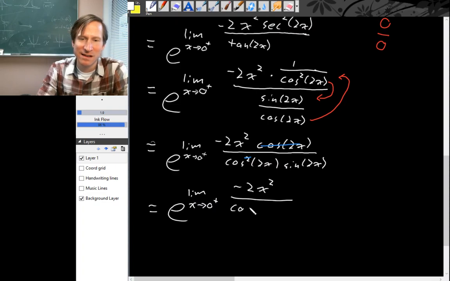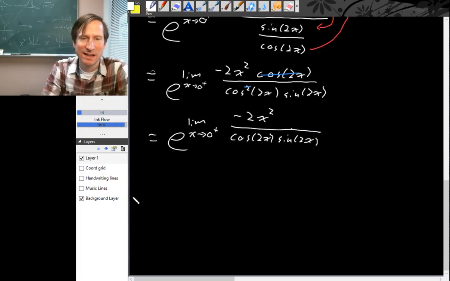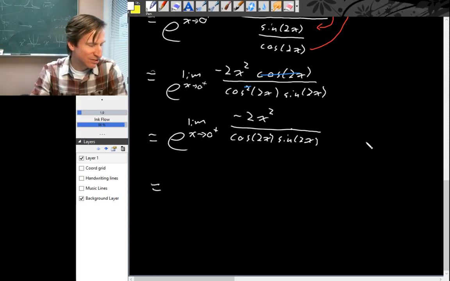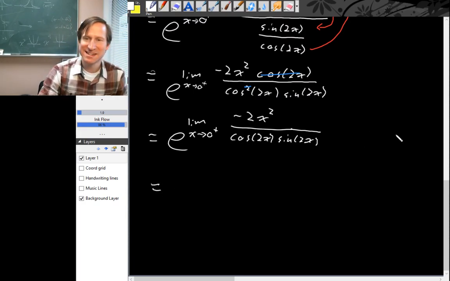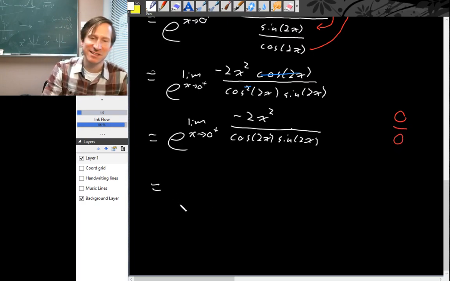cosine 2x times sine 2x. All right. And things don't look great at the moment because if you just plug in 0 in this exponent, you still get 0 over 0. Okay, so that's annoying.